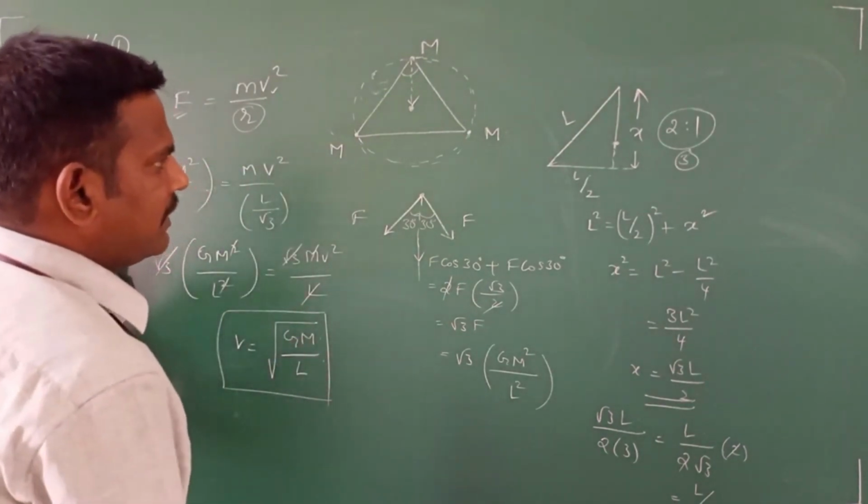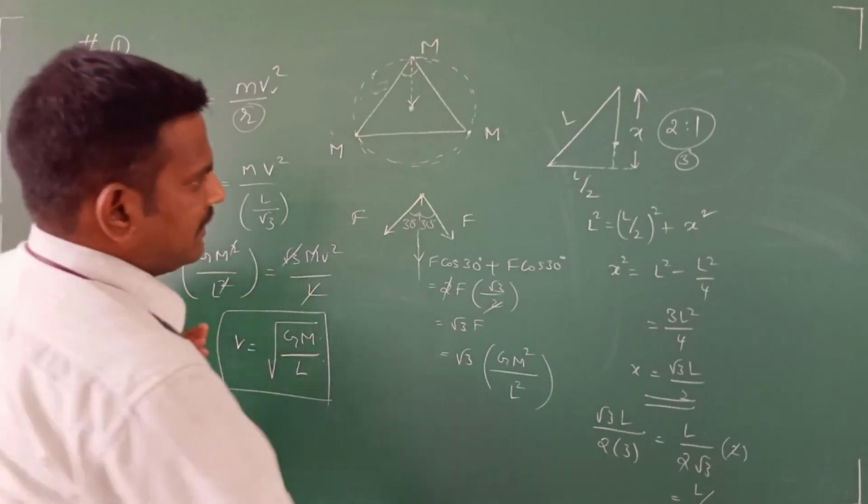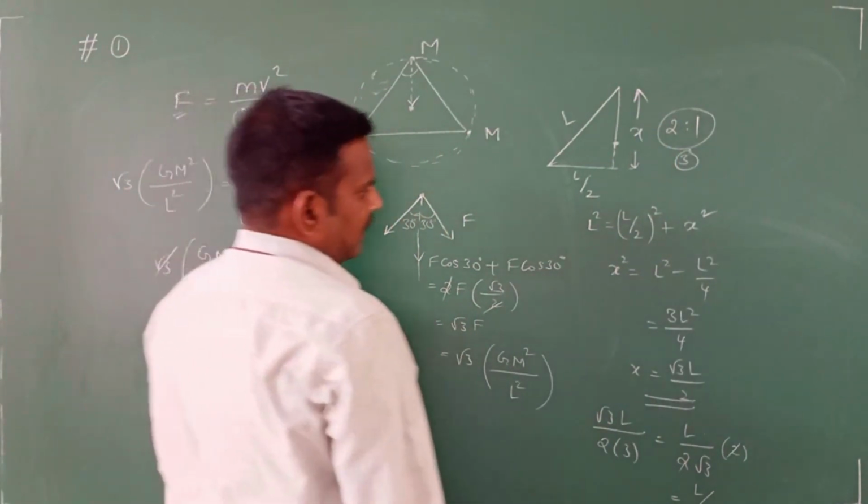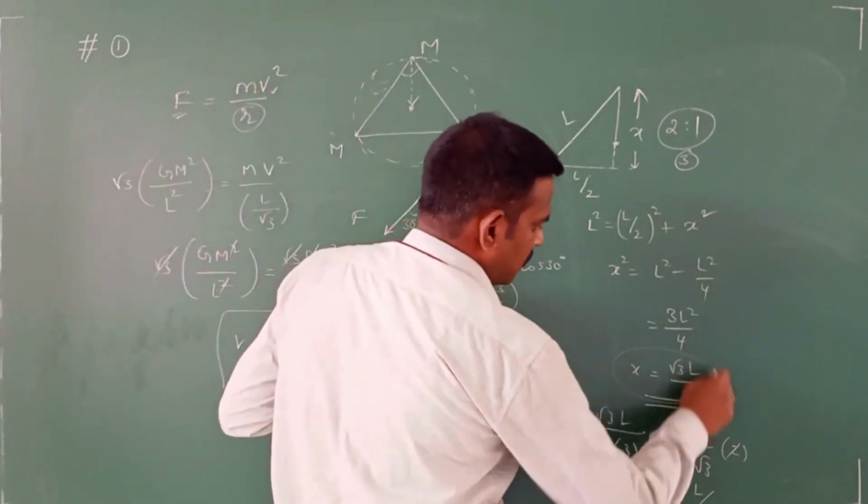You're all clear with this point? Any confusion you have? I think this small point you are not getting clearly. So x will be equal to root 3 L by 2.